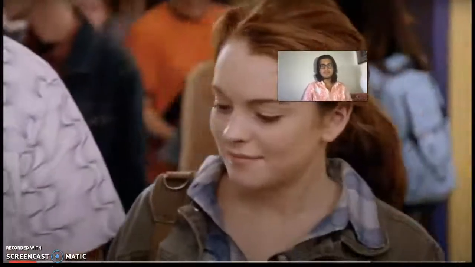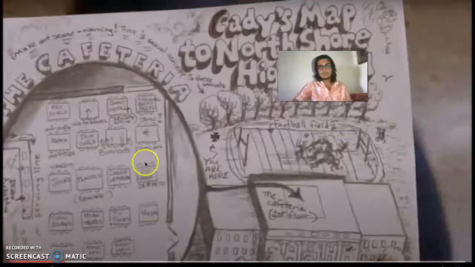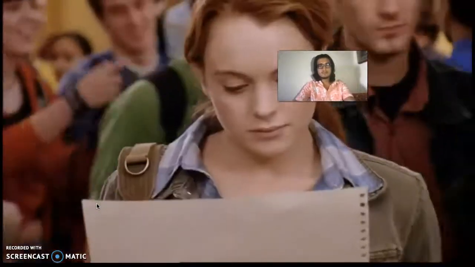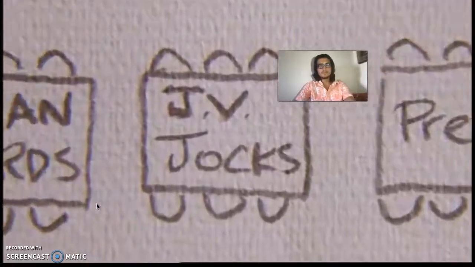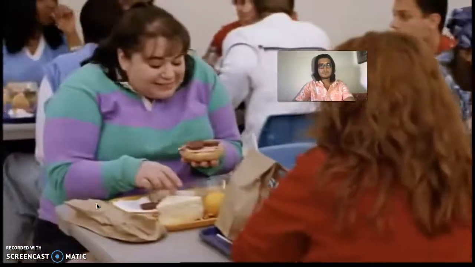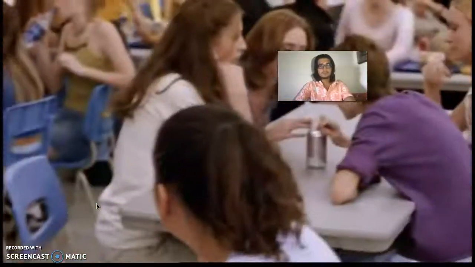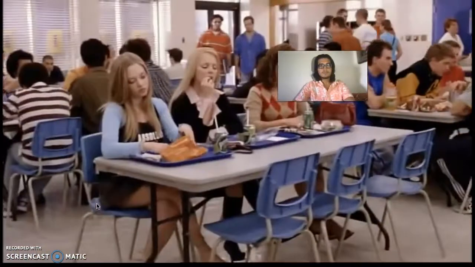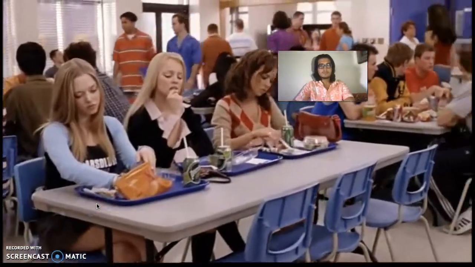Here, this map is going to be your guide to North Shore. Now, where you sit in the cafeteria is crucial because you got everybody there. You got your freshmen, ROTC guys, preps, JV jocks, Asian nerds, cool Asians, varsity jocks, unfriendly black hotties, girls who eat their feelings, girls who don't eat anything, desperate wannabes, burnouts, sexually active band geeks, the greatest people you will ever meet, and the worst. Beware of the plastic.